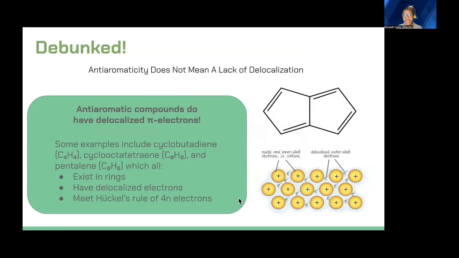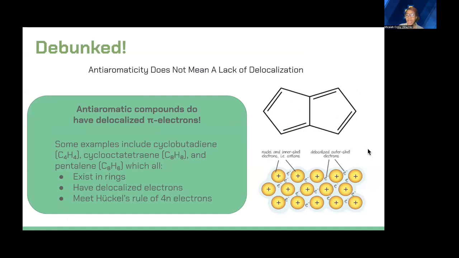And so, again, this has been debunked: anti-aromaticity does not mean a lack of delocalization. It doesn't. Anti-aromatic compounds do have delocalized pi electrons, meaning that they do have delocalization. Some examples include the ones that we saw before in the previous slide, as well as pentalene, and they all exist in rings, have delocalized electrons, and meet Huckel's rule of 4 pi electrons. And then you have pentalene here, which again exists in rings. It has delocalized electrons.